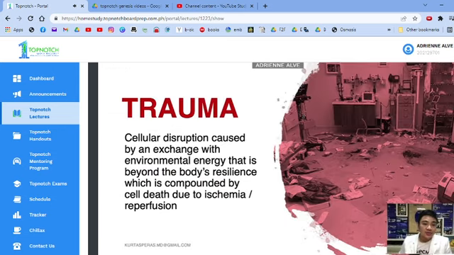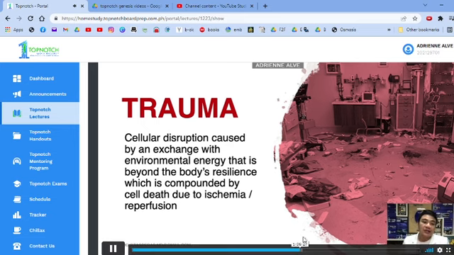Trauma, as defined by WHO, is a cellular disruption caused by an exchange of environmental energy that is beyond the body's resilience, which is compounded by cell death due to ischemia or reperfusion. That's very technical, right? But basically, trauma is any external force applied on the human body that is beyond its capability to resist that force.